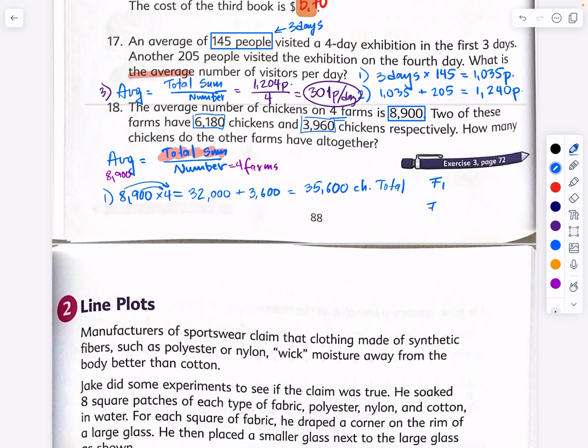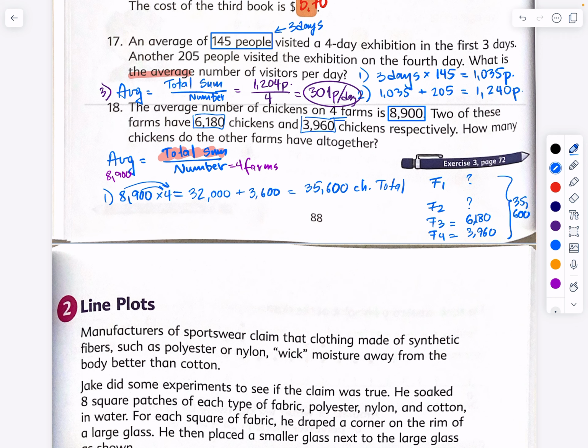Now that we know the total quantity, look at this. Farm 1, Farm 2, Farm 3, Farm 4. Farm 1, we don't know. Farm 2, we don't know. But the 2 farms we know have 6,180 and 3,960. And we now know the total, which is 35,600 chickens. Can we find how many chickens the other farms have altogether?